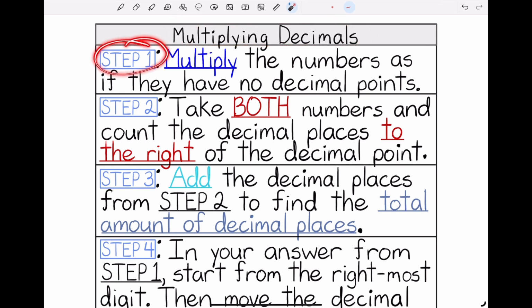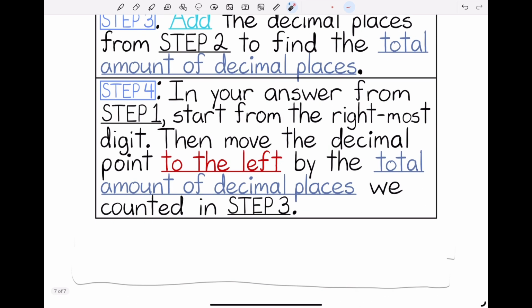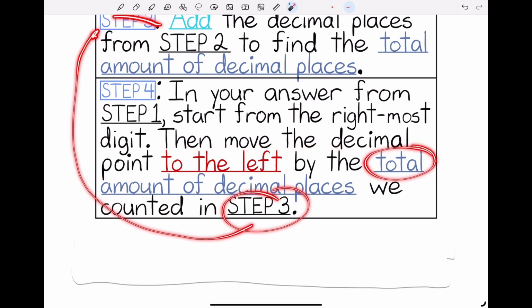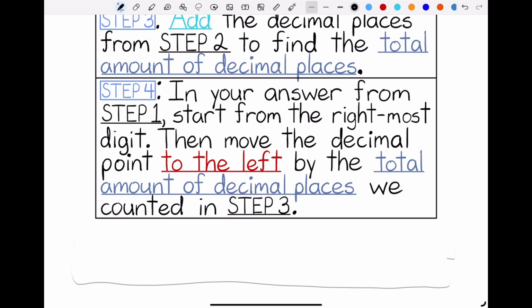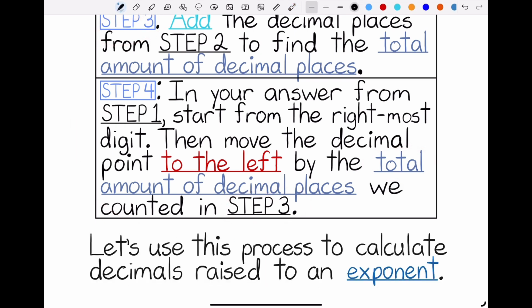So our first step, we ignore the decimal points and we multiply the numbers. The second step is we count the decimal places to the right of the decimal point, and we do that for both numbers. The third step is we add the decimal places we counted in step 2 together, and we get a total amount of decimal places. The fourth step is using our answer from step 1, we start from the rightmost digit, and we move the decimal point to the left by the total we found in step 3.